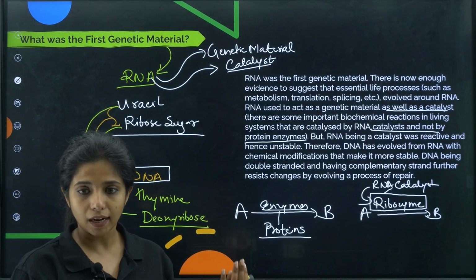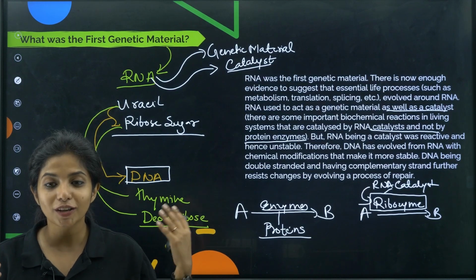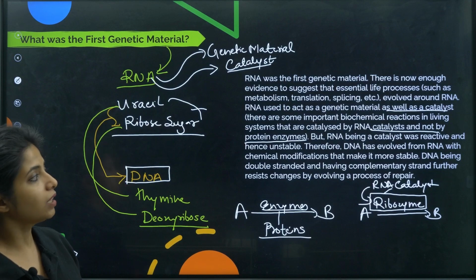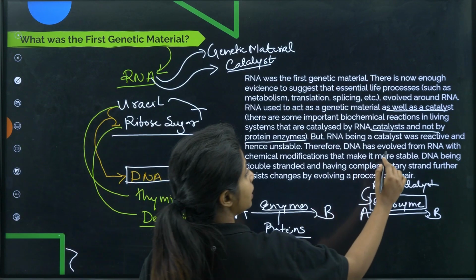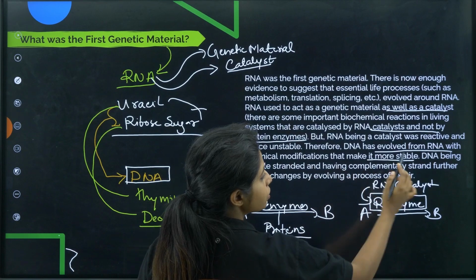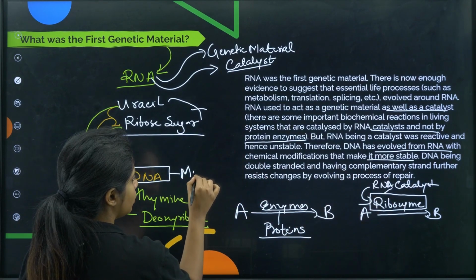But RNA being a catalyst was reactive and hence unstable. So it being a catalyst is obviously a problem, right? It is reactive, it is able to do the reactions, right? That is also a problem, and it's reacting because of its structure as well. Therefore it is unstable, and hence DNA has evolved from RNA with chemical modifications that make it more stable. So what is more stable, children? DNA obviously is more stable, I told you.